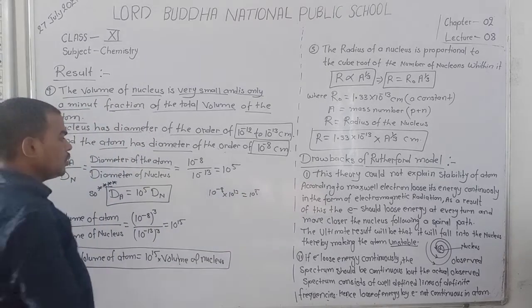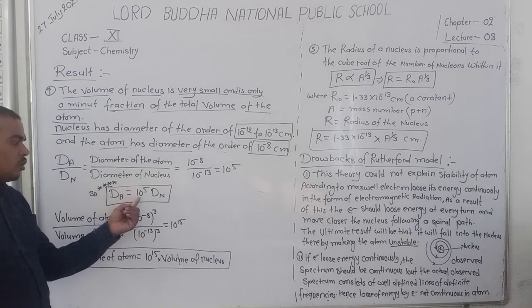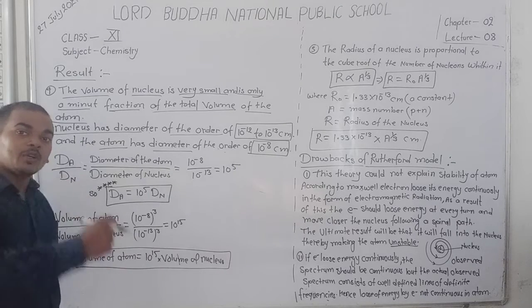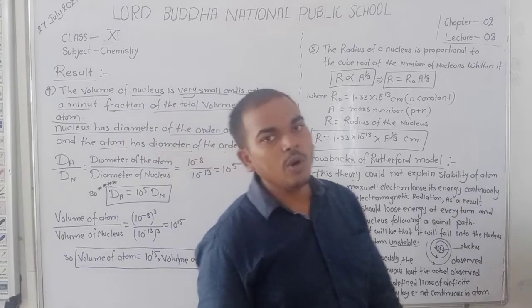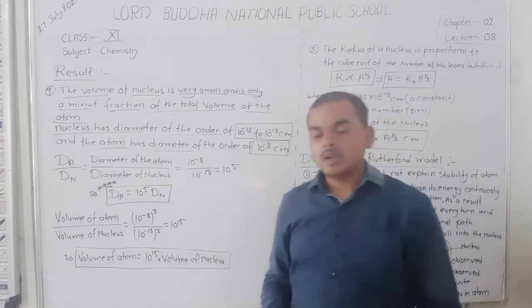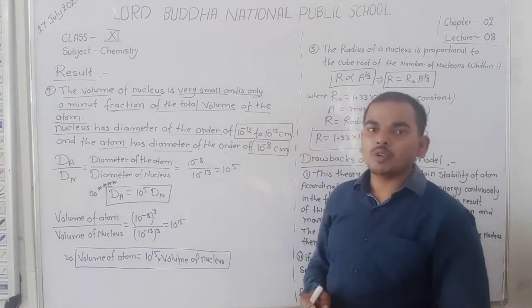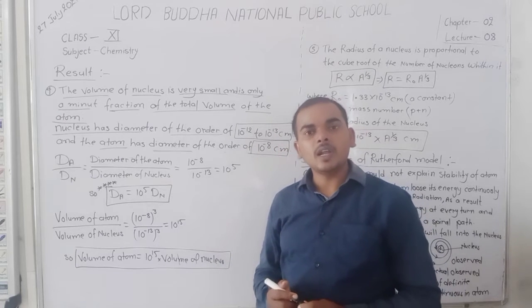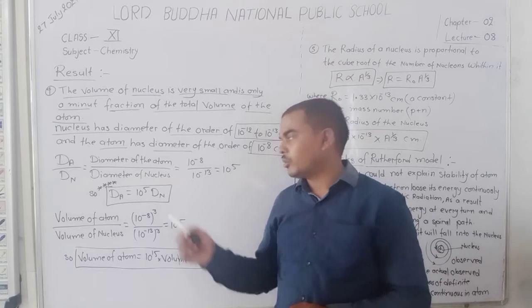Okay, student. So we say that the diameter of the atom is 10 raised to the power 5 times the diameter of the nucleus. When someone asks what is the relation between the diameter of the atom and the diameter of the nucleus, then you say that the diameter of the atom is 10 raised to the power 5 times the diameter of the nucleus. Okay, student?